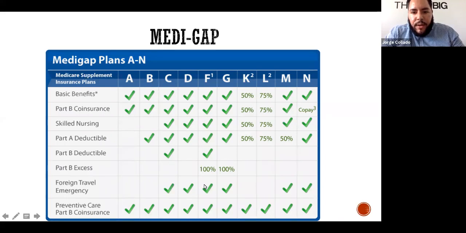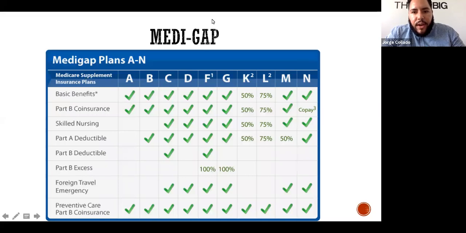I'm not going to go over this in detail, but as you can see, Plan F was the best one. It covered actually 100% for everything. That used to be the most popular Medigap plan or Medicare supplement plan. Now, as of 2020, this plan is no longer available for purchase. Whoever has it can keep it, but as of 2020, nobody else can get it.